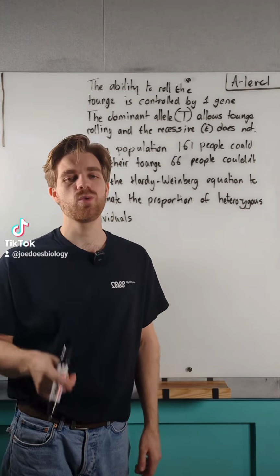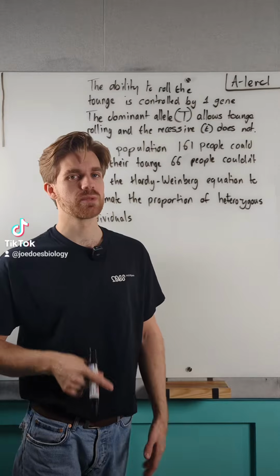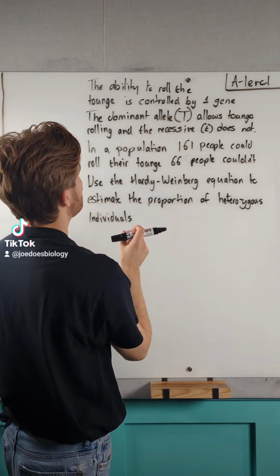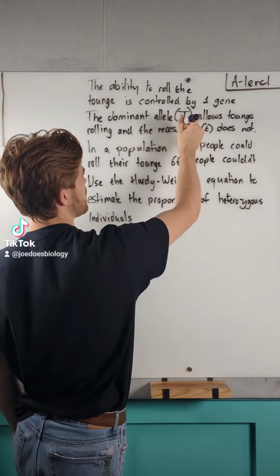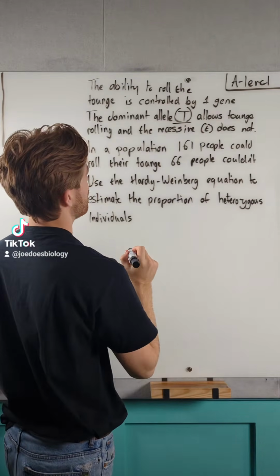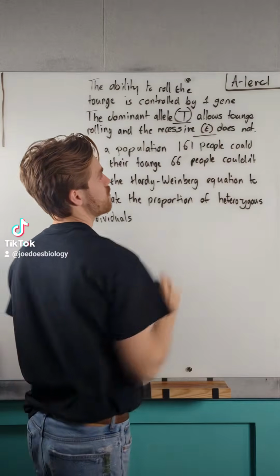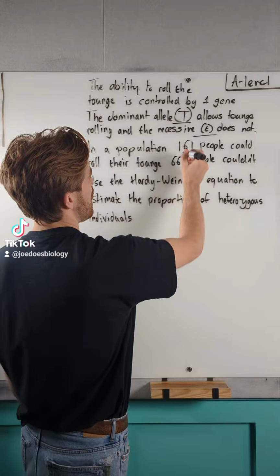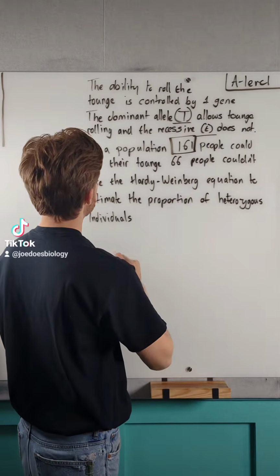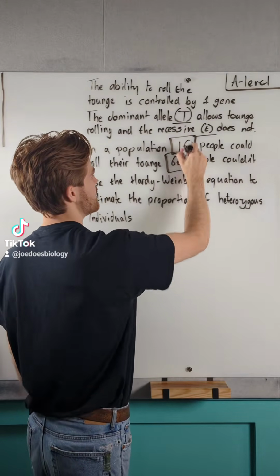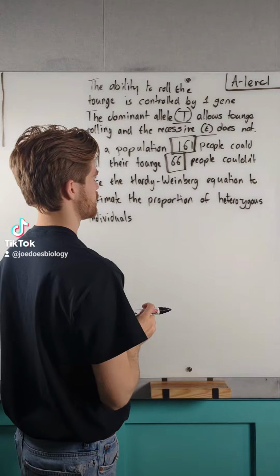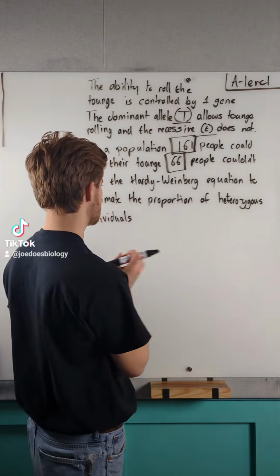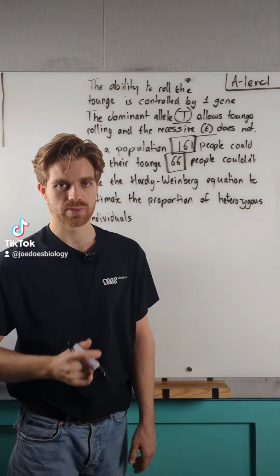Now I'm going to show how we use it in an exam question. So, we are told that the ability to roll the tongue is controlled by one gene. The dominant allele allows tongue rolling and the recessive allele does not. Can you roll your tongue? In a population, 161 people could roll their tongue. 66 people couldn't. We're told to use the Hardy-Weinberg equation to estimate the proportion of heterozygous individuals in that population.